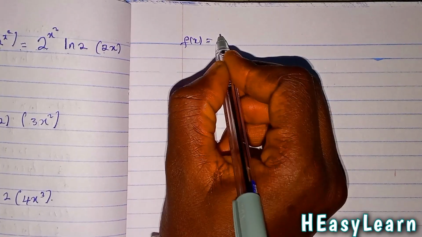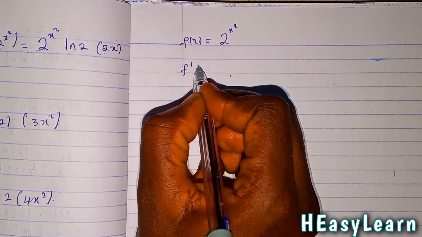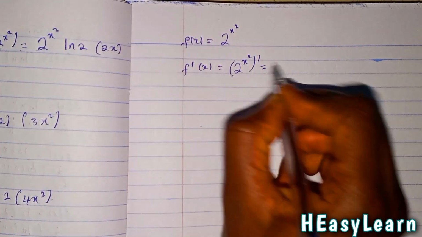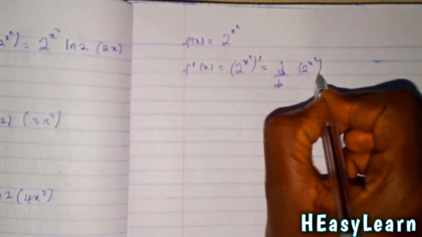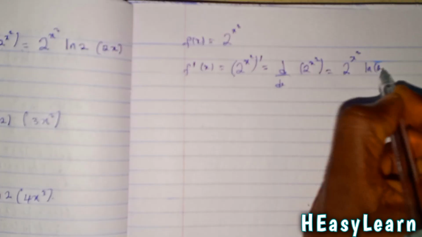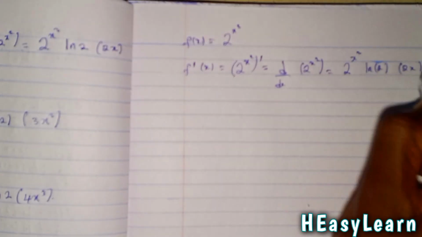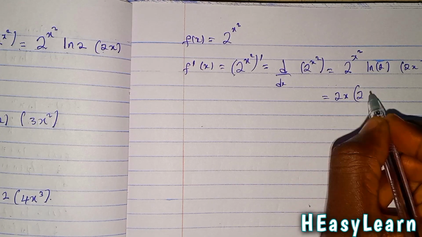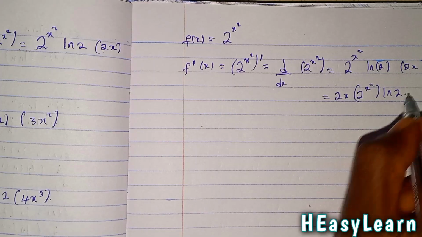Given the function f of x equals 2 to the power of x squared, by first principle, the derivative of this function 2 to the power of x squared is the same thing as d dx of the function 2 to the power of x squared. Keep the function 2 to the power of x squared, ln of the base, multiplied by the derivative of the power, which is 2x. By first principle, the derivative is 2x multiplied by 2 to the power of x squared ln 2.